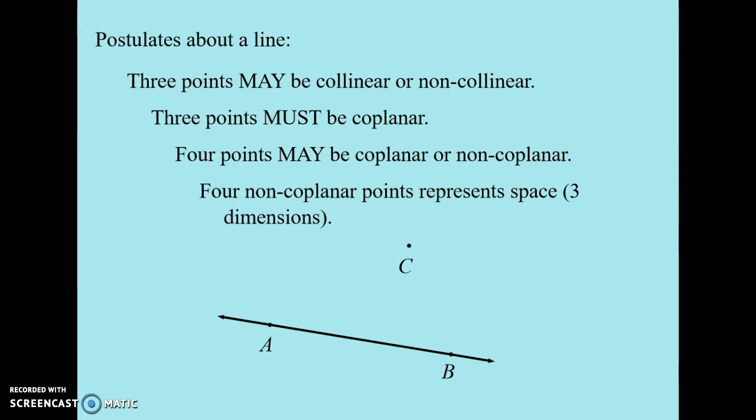4 points may be coplanar or non-coplanar. 1, 2, 3, use the period as a 4th point. They all lie on that green plane. But they don't have to. One of those points could be lying above the plane. 4 non-coplanar points represent space, making it 3-dimensional.